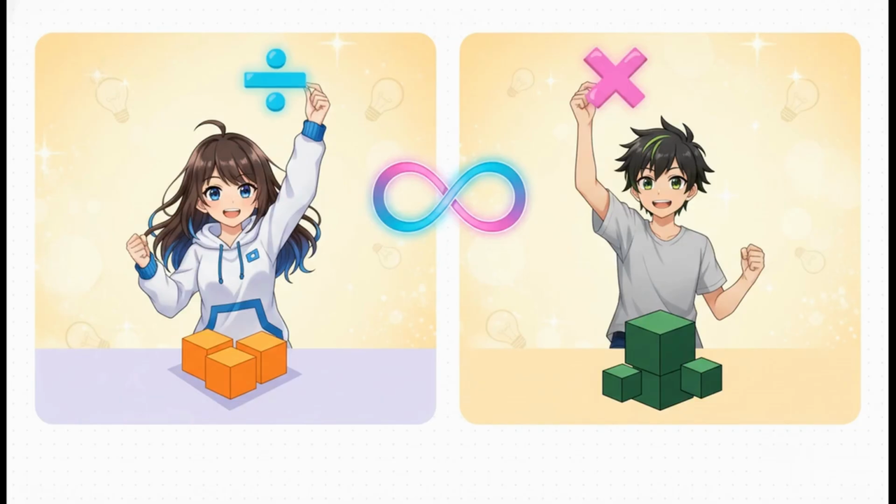See, these two tools aren't just random tricks. They're perfect partners. They're what we call inverse operations. All that means is they're literally designed to undo each other. If you see multiplication, you use division. If you see division, you use multiplication. It's that simple. It's a beautiful little system.